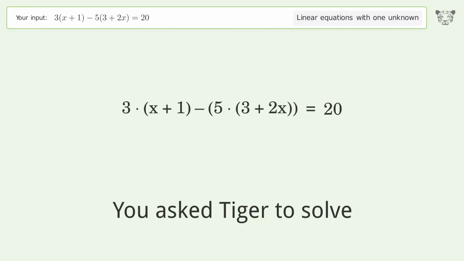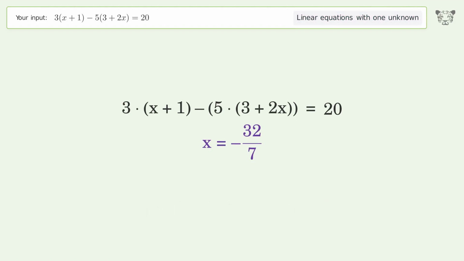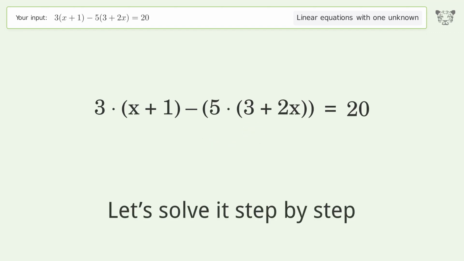You ask Tiger to solve. This deals with linear equations with one unknown. The final result is x equals -32/7. Let's solve it step by step.